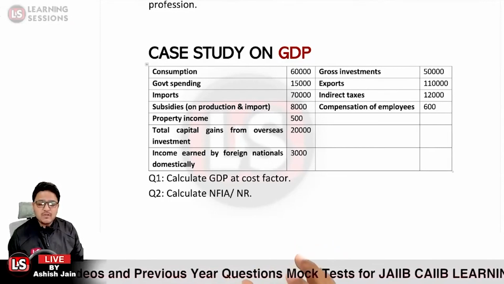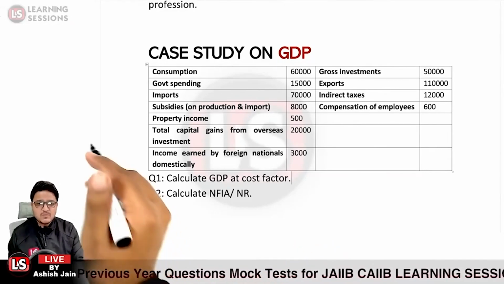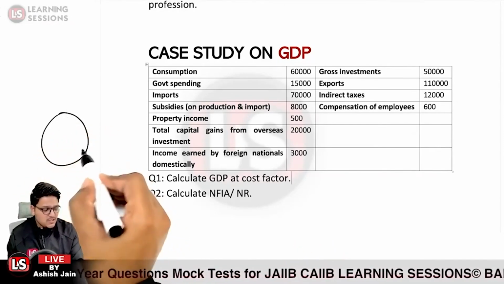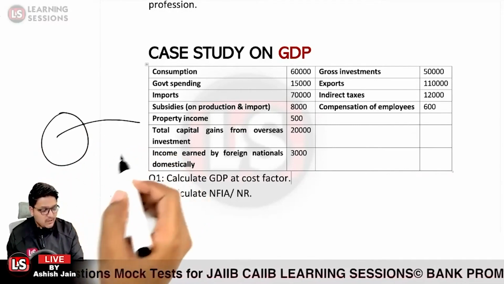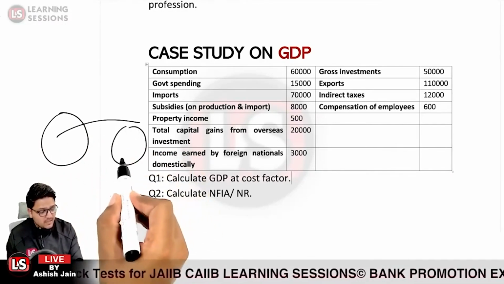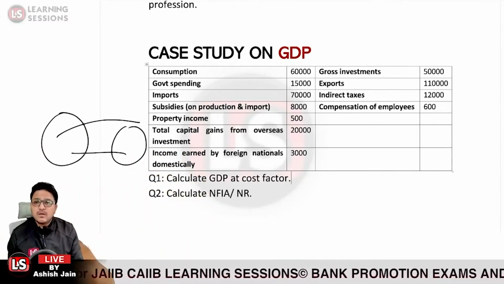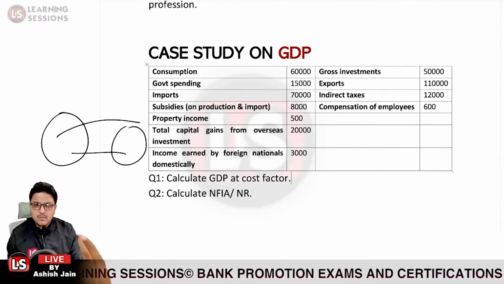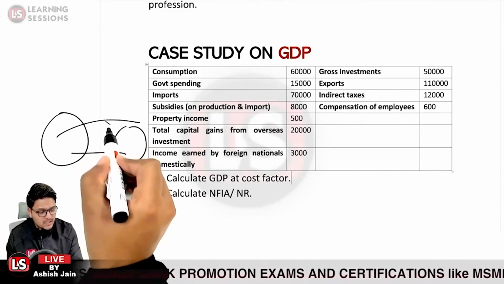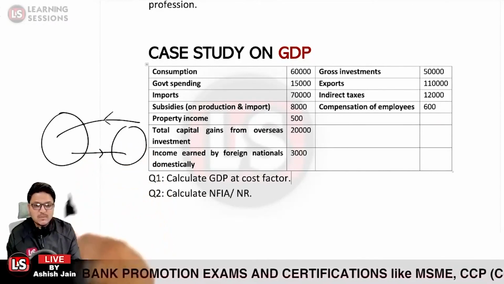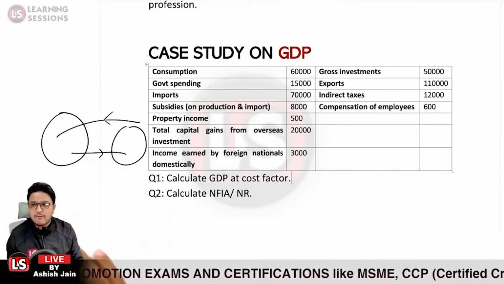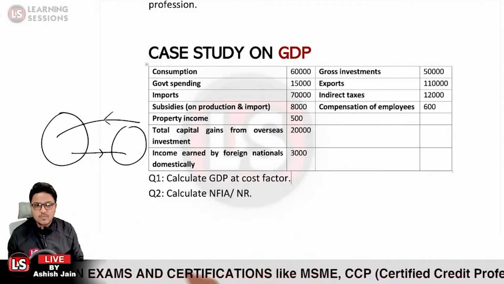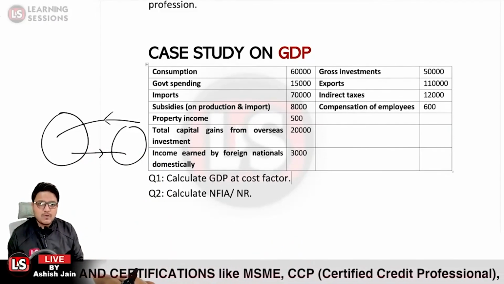NFIA is related with the income that has been earned by the nationals outside the territory, and what foreigners have earned as income from India, from our territory domestically. So this income is to be added up and that is to be subtracted, and the net effect would be the NFIA, that is the net factor income from abroad.